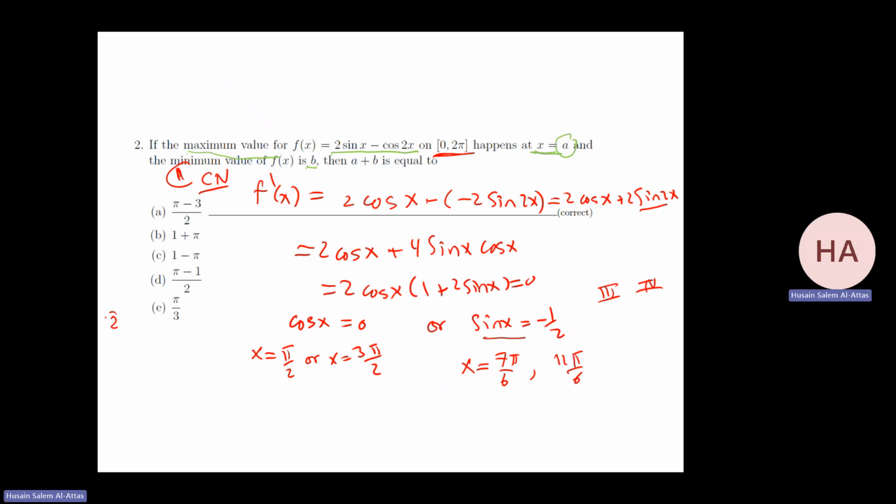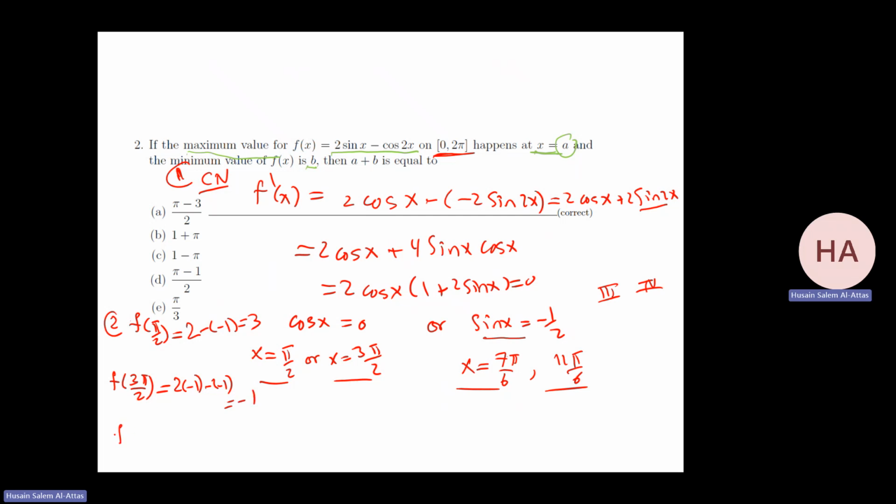I need to check all of them in the interval, all four of these and then the endpoints. F at pi over 2 will be 2 sine pi over 2, which is 2, plus cosine pi, which is minus 1, so that will be 3. F at 3 pi over 2, be careful with the calculation. Sine 3 pi over 2 will be minus 1, and then cosine of 2 times 3 pi over 2 is cosine 3 pi, which is like cosine pi, negative, so minus 1. The answer is minus 2 plus 1, that is minus 1.